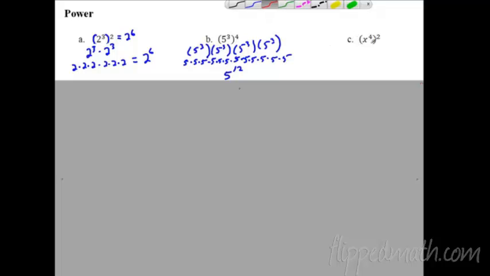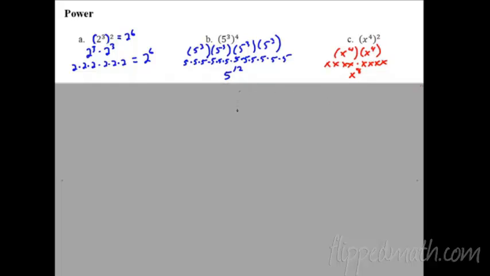How about this one more with variables? Will that freak you out? Hopefully not. Really, we're saying what? This is x to the 4th, and I'm squaring it, so I'm multiplying it by itself. x to the 4th times x to the 4th. Expand that. We've got x, x, x, x. Over here we've got x, x, x, x. So how many x's do I have total? Add them up, 4 and 4 is 8. Super. Very nice.